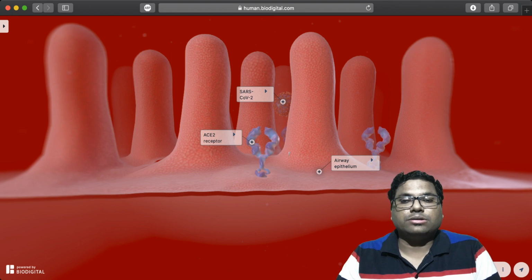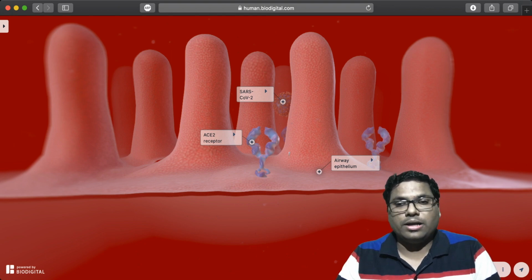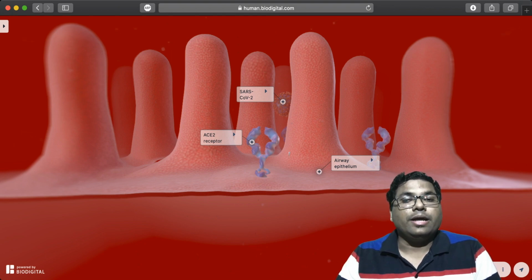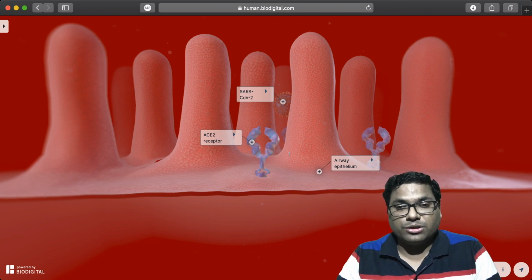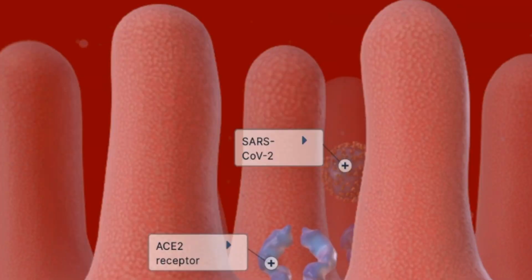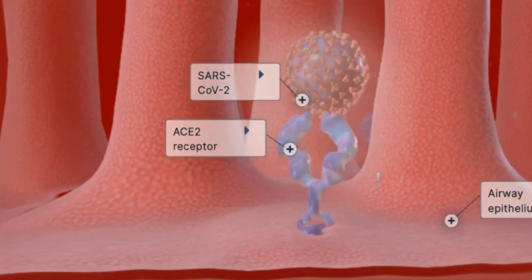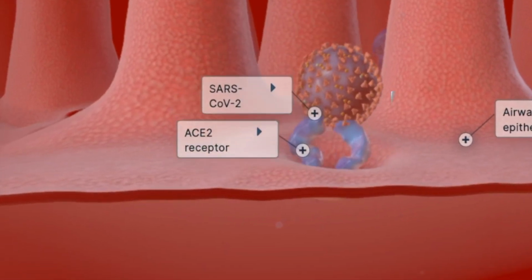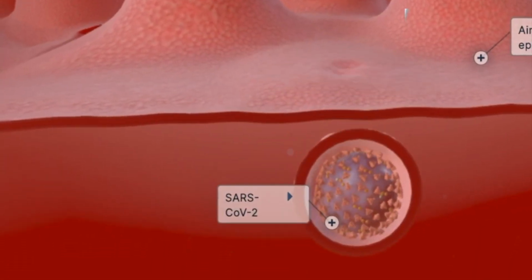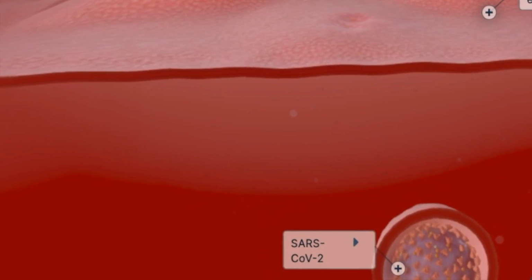Virus enters the body through nose, mouth, and eyes. As it enters airway cells, as we are observing over here in airway epithelial cells, the virus binds to a receptor called ACE2 receptor, which takes it into the cell, as we have seen over here. So once inside the cell, coronavirus releases its genetic material, that is its RNA.